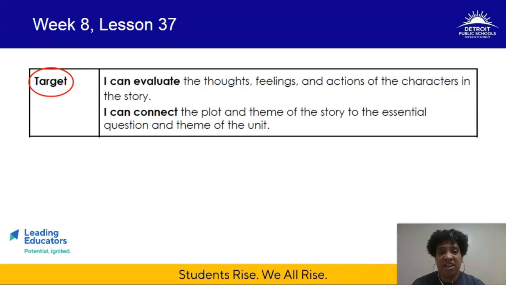Our learning target for today: I can evaluate the thoughts, feelings, and actions of the characters in the story, and I can connect the plot and theme of the story to the essential question and theme of the unit. So we're bringing in that essential question more directly today, and we're starting to do some evaluating, not just observing.